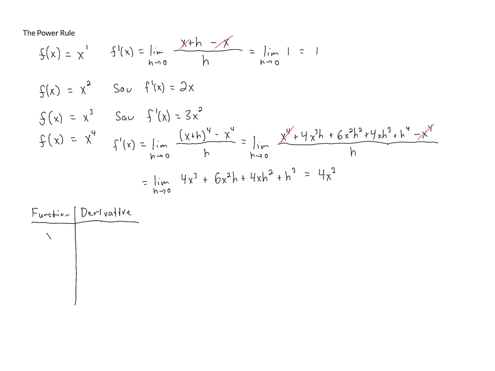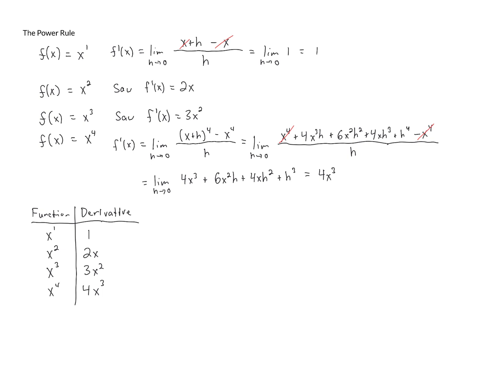All right, our functions, we had x to the first, x to the second, x to the third, and x to the fourth. And our derivatives then were 1, and then 2x, and then 3x squared, and then 4x cubed. And I want you to take a moment and see if you can figure out what the pattern is, because there is a pattern here.